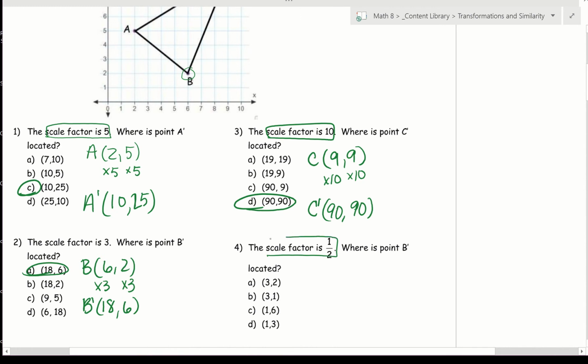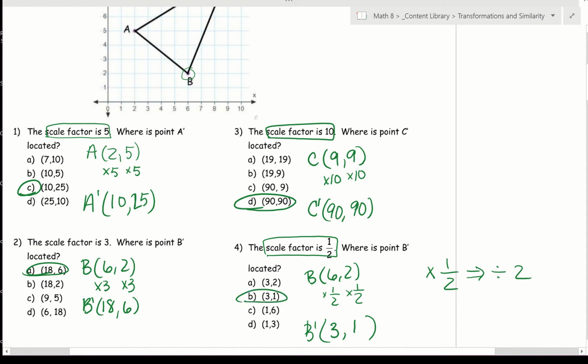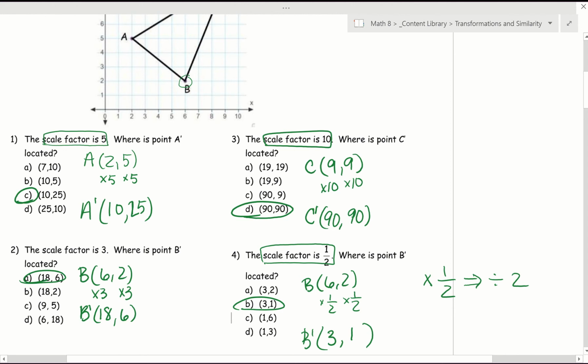And lastly, the scale factor is a half. Where is point B prime located? So B is at 6, 2. Now my scale factor is a half, so I'm going to multiply by a half. Put that in the calculator, or remember that multiplying by 1/2 is the same as dividing by 2. So 6 divided by 2, or 6 times a half, is 3. 2 times a half, or 2 divided by 2, is 1. So B prime should be at 3, 1. Okay, so let's move on.